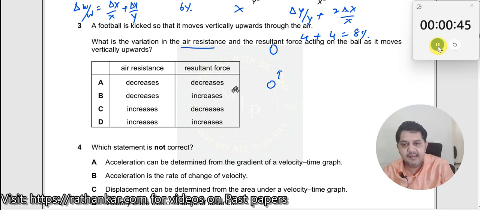Now, air resistance. How do you relate air resistance to any of the parameters? What is a measurable one? The distance is a measurable one. And what is the next measurable one? Velocity or speed of the particle is measurable. These two are definitely measurable. And the resultant force acting on the ball when it moves vertically upwards.